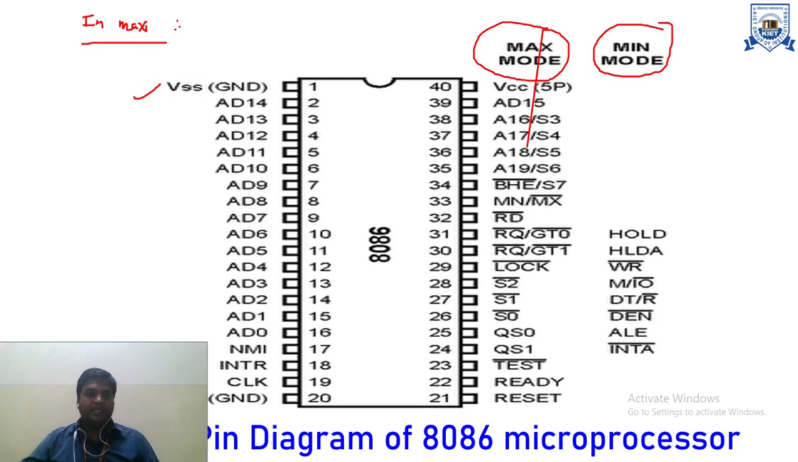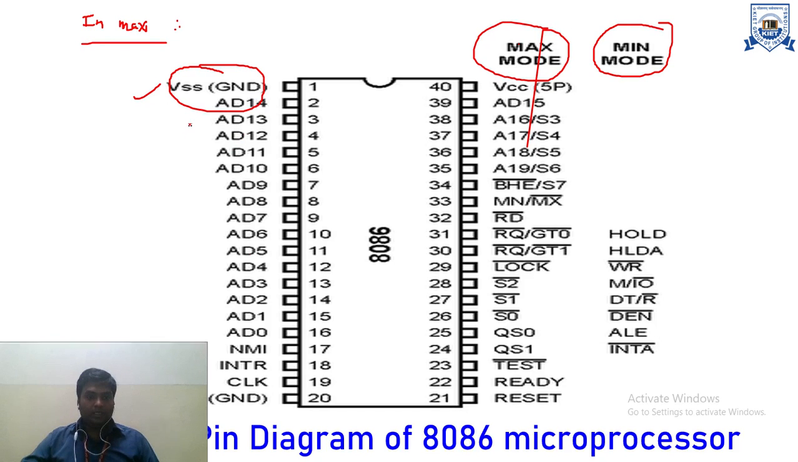VSS is basically used for ground supply. As we know, every microprocessor needs some power supply. So a plus 5 volt power supply is required, and when we provide power supply, we require a ground signal also. So VSS is used for the ground purpose.